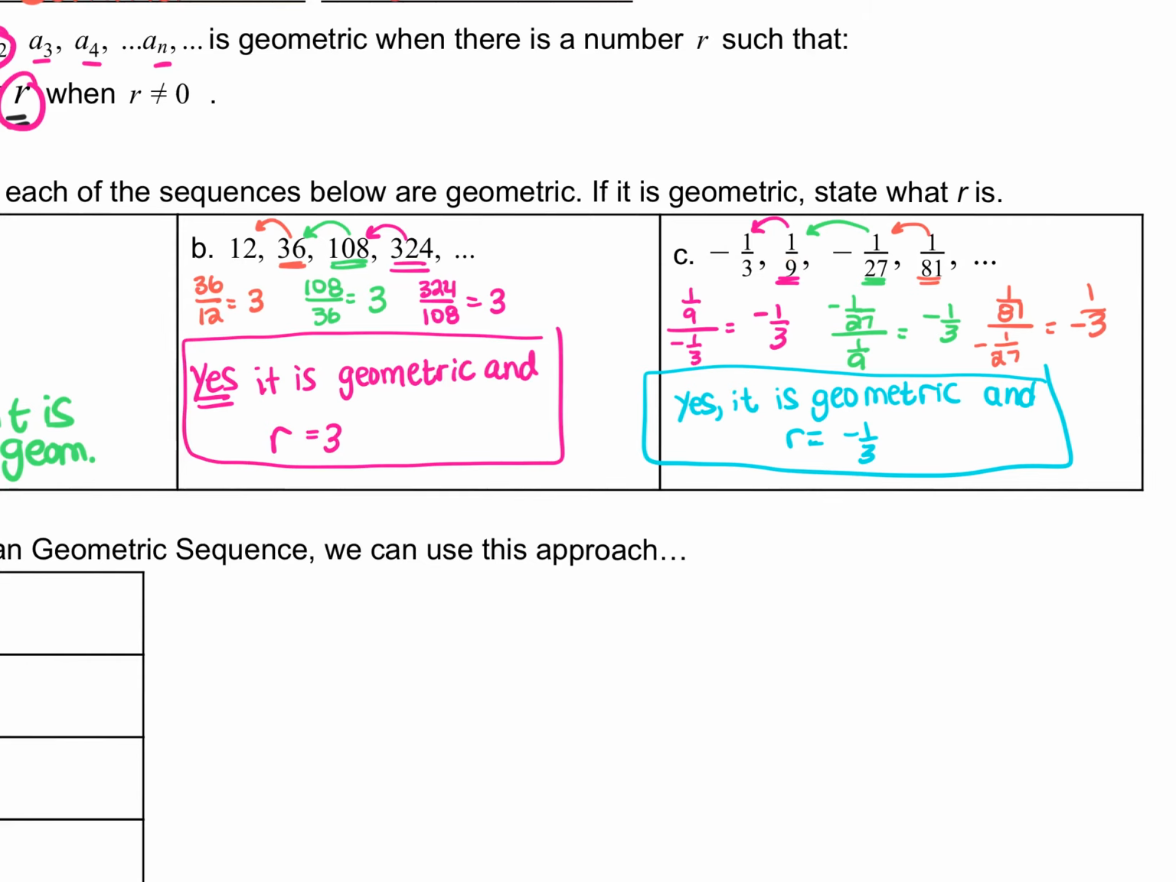So both of these are geometric, and the reason we show you this process of taking a term and dividing by the term in front of it is that it's a quick way to figure out what your R value is if you know your sequence is geometric.